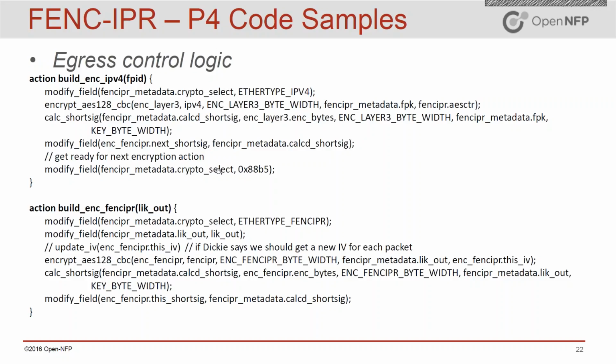And then finally, we modify the value of the crypto select to say that we're getting ready for the next encryption action, which is to do the FENC-IPR. And the FENC-IPR is very similar. It's the same encryption and signature routines, just with all the FENC-IPR data instead of the IPv4 data.